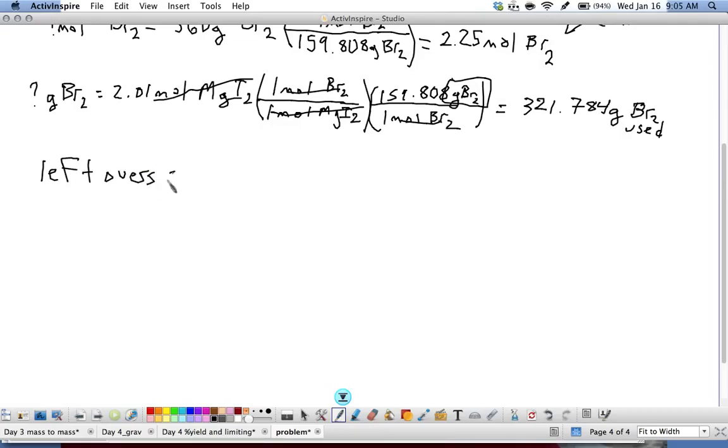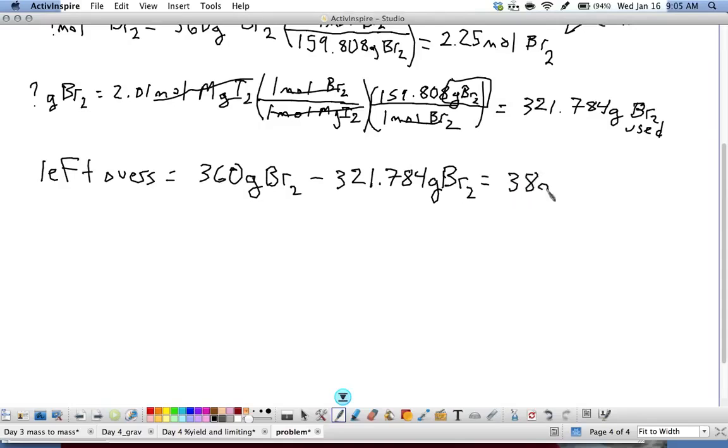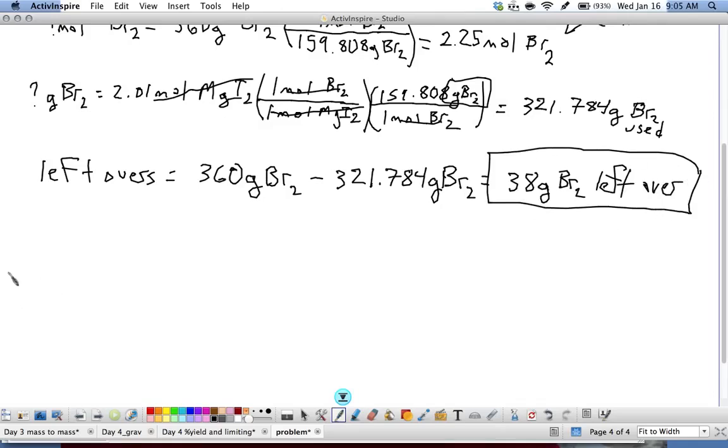So the leftovers are 360 grams Br2 minus 321.784 grams Br2. And that gets me, with sig figs, because there are only 2 in this problem, 38 grams Br2 left over. Okay, so there's my answer to part A. Yay!